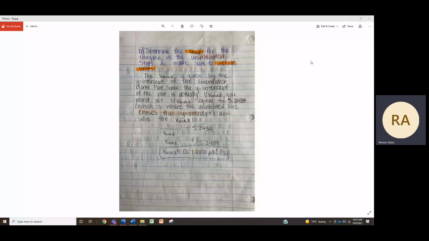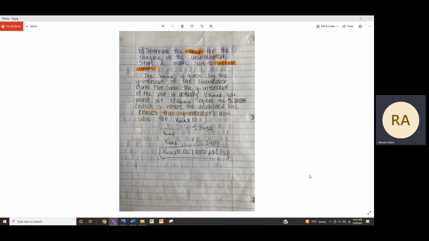Okay, so determine the Vmax for the enzyme in the uninhibited state and make sure to include units. So the Vmax is given by the y-intercept of the Lineweaver-Burk plot. Since the y-intercept of the plot is actually 1 over Vmax, you must set 1 over Vmax equal to 5.2434, which is where the uninhibited line crosses the y-axis, and solve for Vmax. So we're going to look at the uninhibited line, which means the one without the inhibitor.